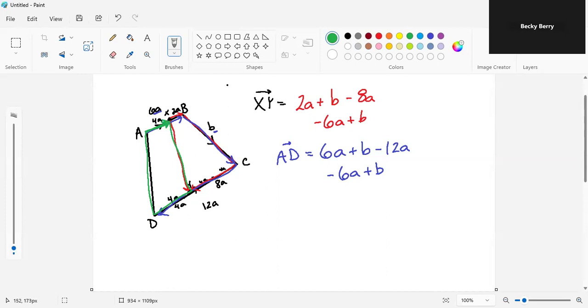This vector is called 4a. This vector is also called 4a. That means that they are parallel, they go in the same direction, and they are the same length or the same magnitude, 4a and 4a. So congruent would be the same length, and they are parallel because they go the same direction. So AXYD is a parallelogram because those opposite sides, AX and DY, are both parallel and congruent.